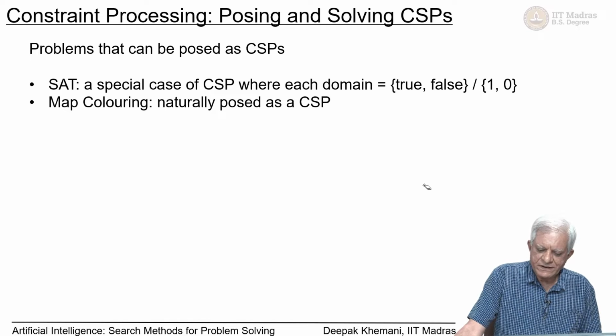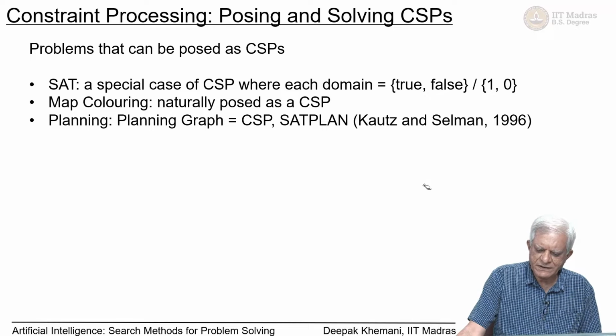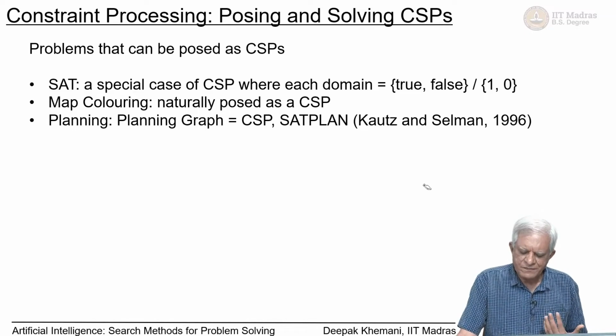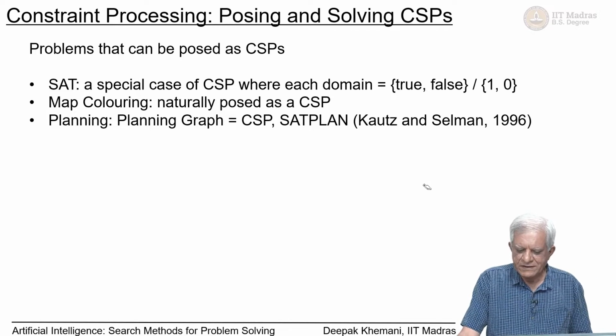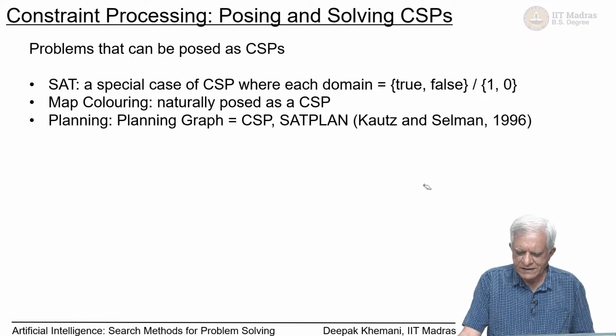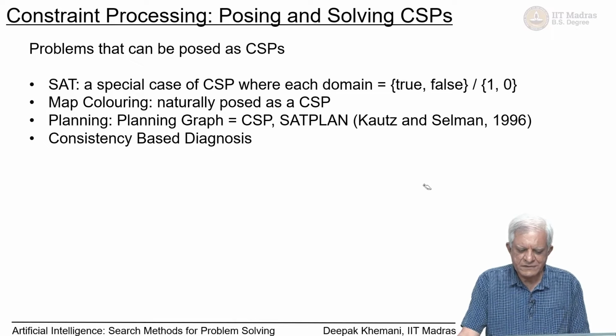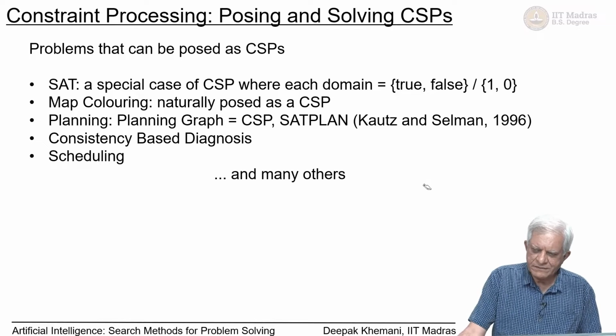Map coloring, we have already seen, can be naturally posed as a constraint satisfaction problem. The planning community has also posed planning as a constraint satisfaction problem, including the fact that the planning graph that GraphPlan produces can be seen as a CSP essentially. And there is also this planner called SATPlan, which converts the planning problem into a SAT problem, which of course is a special case of a constraint satisfaction problem. Consistency based diagnosis we have just seen can be posed as a constraint satisfaction problem. Then there can be problems of scheduling and many others essentially.